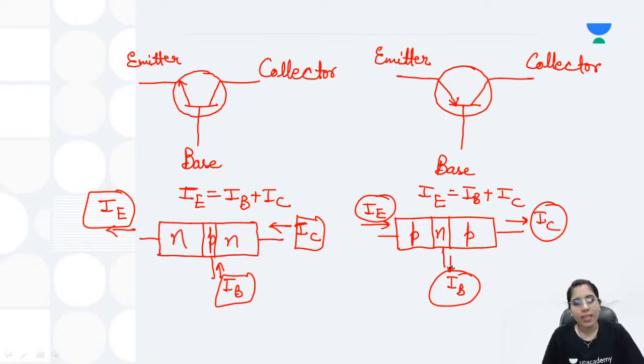One more thing, guys: this relation which we have just derived, that is IE, the emitter current, is equal to the sum of the base and collector currents. That is important, and it will help you in lots of places to derive many other expressions and to know about many other important formulae related to transistors. So this is very important, even if it's basic.